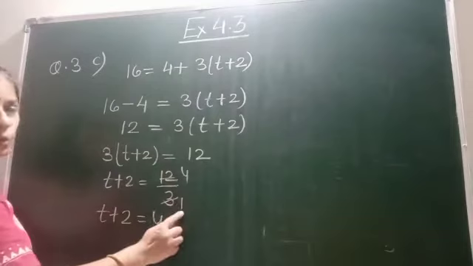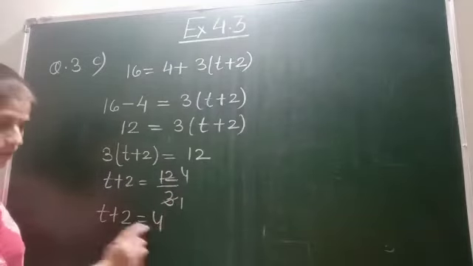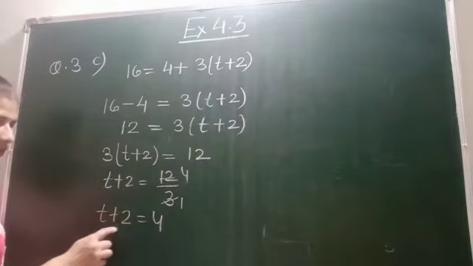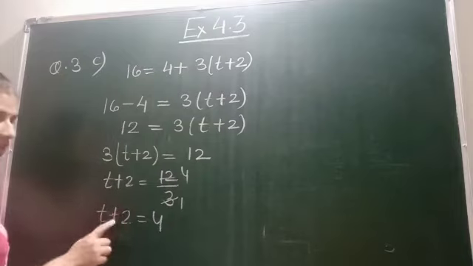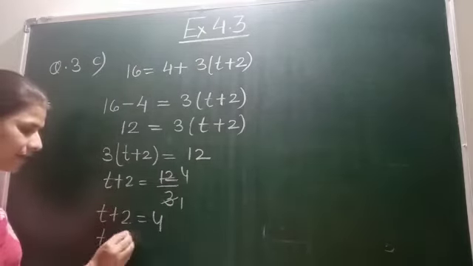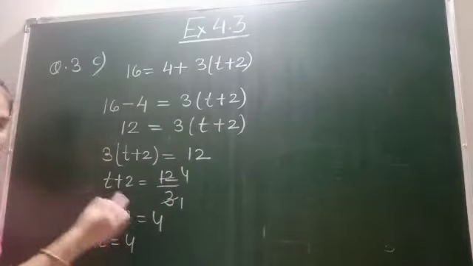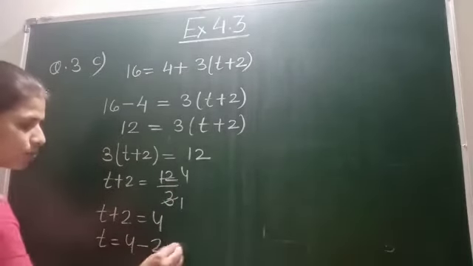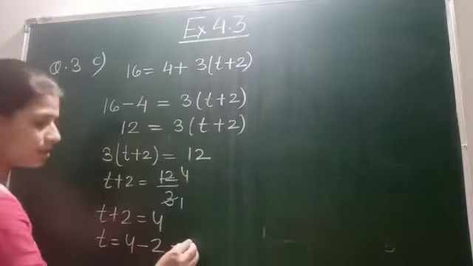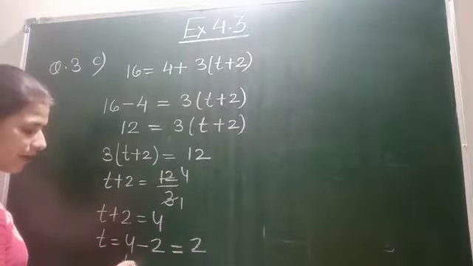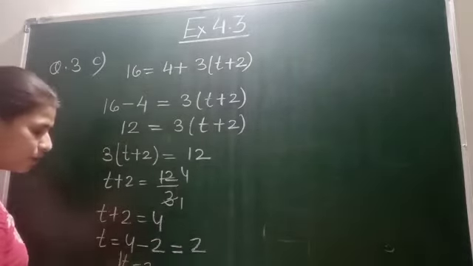4 upon 1, it means 4. Okay. Then we will shift this plus 2 from left hand side to right hand side. We will get 4, and plus will convert into minus 2. And 4 minus 2 is equal to 2. So the value of t here is 2.